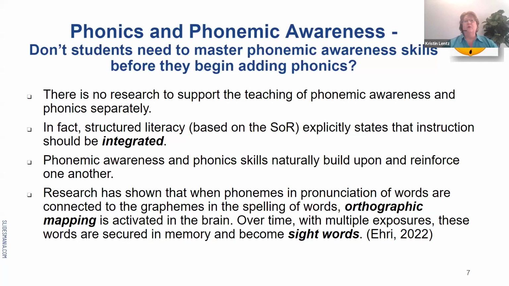Again, research has shown that when phonemes and pronunciation of words are connected to the graphemes and the spelling of words, this causes orthographic mapping to be activated in our brain. And if you join tomorrow morning, Dr. Pace Miles is going to be talking more about orthographic mapping. Over time, that orthographic mapping leads to securing those words in memory and helping them become sight words.